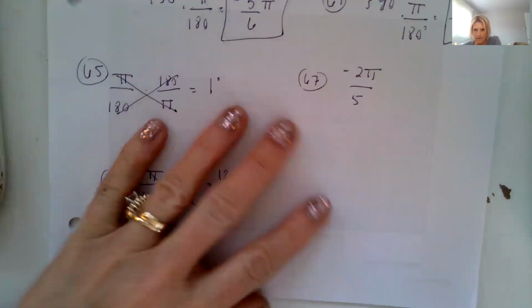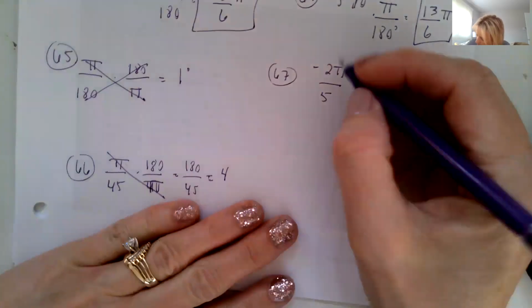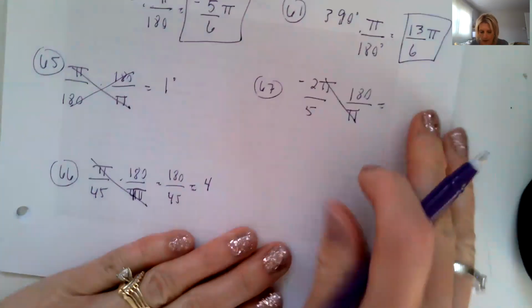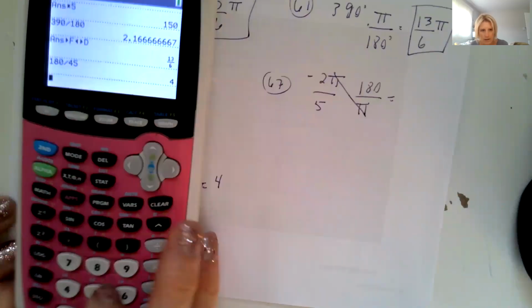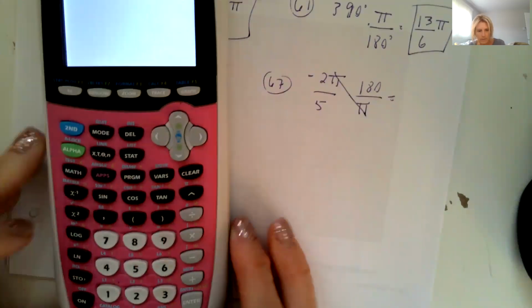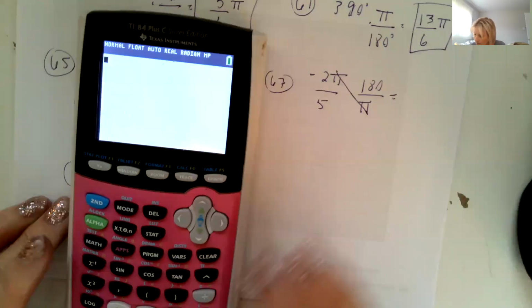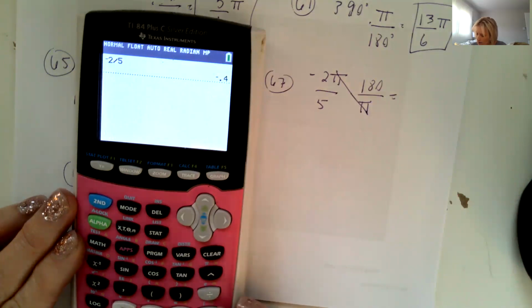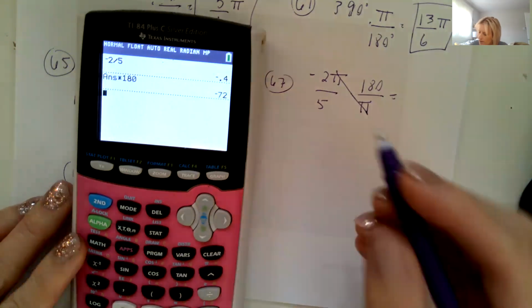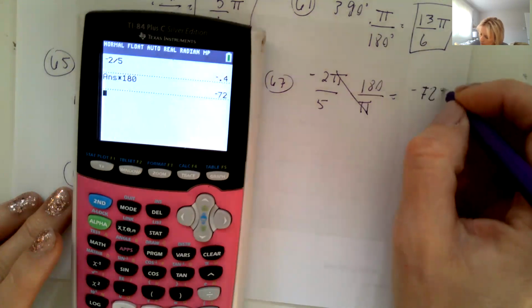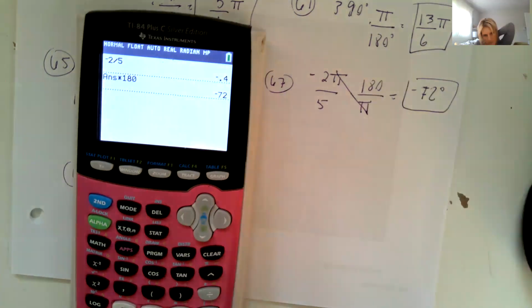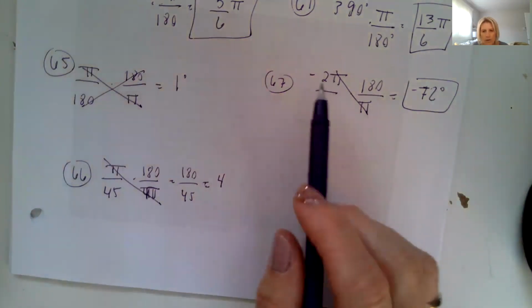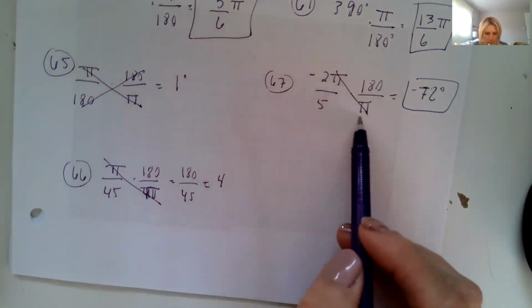Let's do number 67. So again, we're going to multiply by 180 over pi. So the pi's cancel. This is a -2/5, so it's a -2/5 multiplied by 180. And that's going to be a -72 degrees. So whatever you're getting rid of, you want it to cancel that. So that's what's going to go in the denominator.